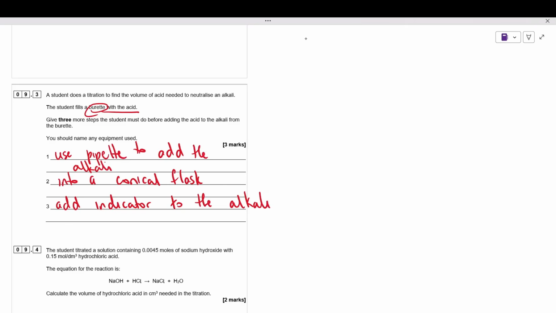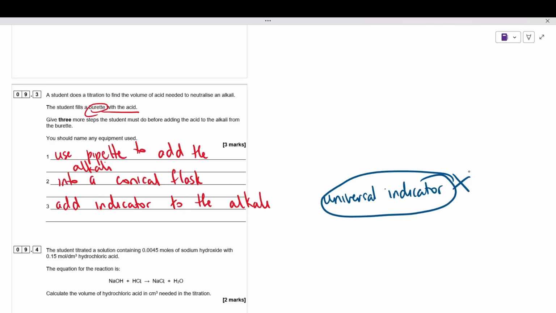Right, now in this case, do not write this: universal indicator. Do not, under any circumstances, write that. It is not accepted because we do not use universal indicator in titration. So you can name an indicator, add phenolphthalein to it, add methyl orange. You can mention an indicator, but do not, under any circumstances, write universal indicator for a titration question.